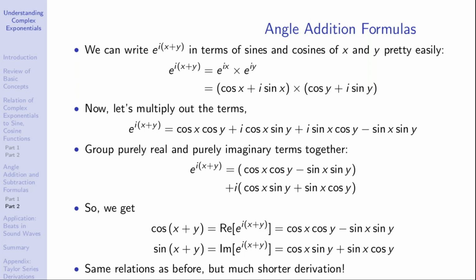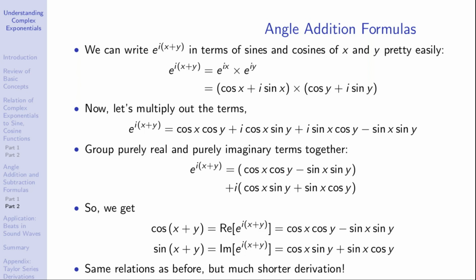And now, in order to get the cosine of (x plus y) and the sine of (x plus y), we can just take the real and imaginary parts of this equation. So, the cosine of (x plus y) is equal to the real part of e to the i(x plus y), which is just the real part of the expression we just wrote down. So that's cosine x cosine y minus sine x sine y.